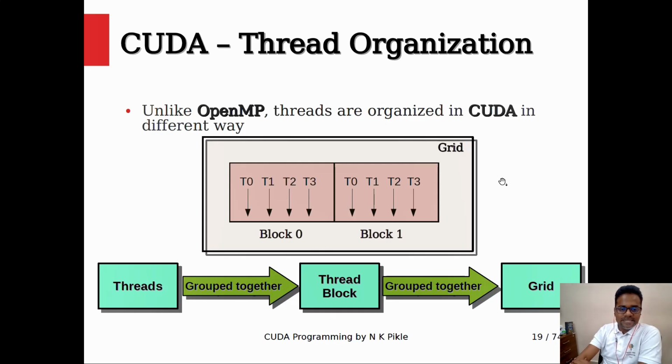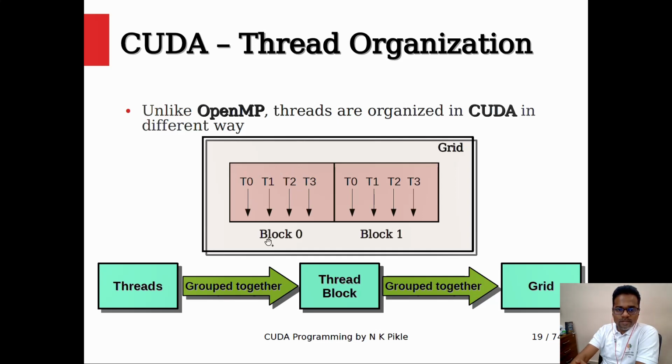Here the threads are organized in a little bit different fashion. If I have n number of elements in an array, I cannot simply say I am going to launch n number of threads. Rather, there is a special way to organize these threads, called block and grid. The concept is very simple. We make a group of some threads, and we call it a thread block, and we make a group of such thread blocks, and we call it a grid.